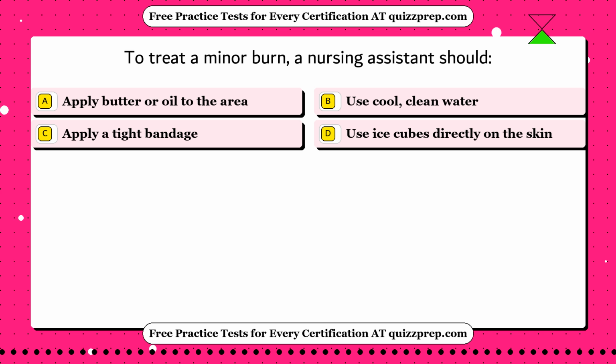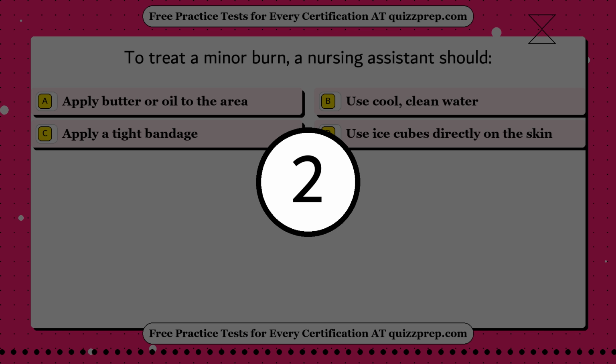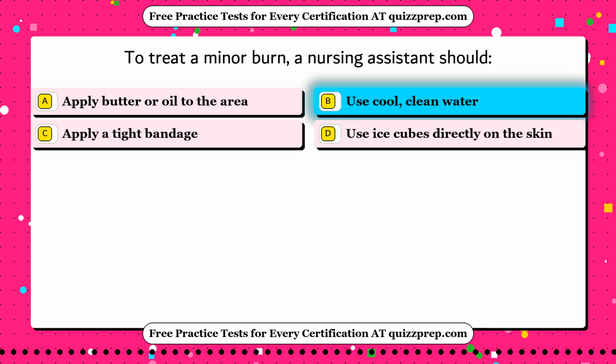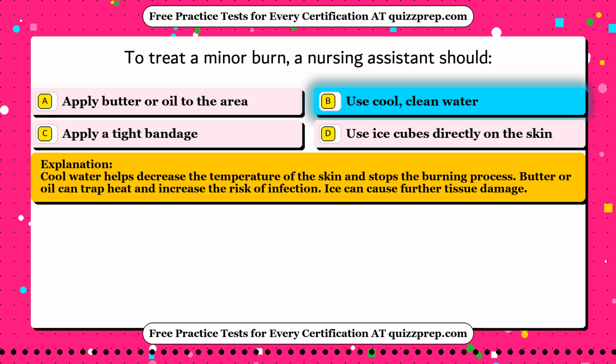Question 47. To treat a minor burn, a nursing assistant should: option A, apply butter or oil to the area. Option B, use cool, clean water. Option C, apply a tight bandage. Option D, use ice cubes directly on the skin. The correct answer is option B, use cool, clean water. Cool water helps decrease the temperature of the skin and stops the burning process. Butter or oil can trap heat and increase the risk of infection. Ice can cause further tissue damage.